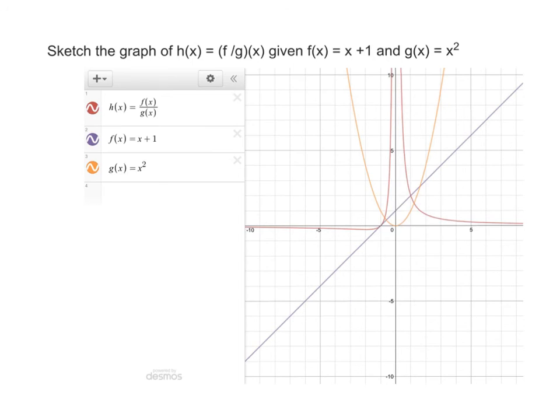The last one that I have up here is f of x divided by g of x. So for the equation, it's f of x, which is x plus 1, divided by g of x, which is x squared. That can't be simplified. I saw some people trying to cancel out an x and an x, but remember that only works for factors, common factors in the numerator and the denominator, not individual terms. So you have to leave it like that.